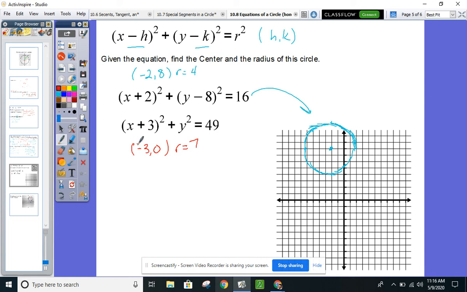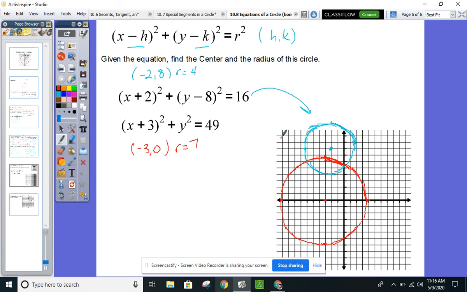And let's look at this other one. It's at -3, 0. The radius is 7. So 1, 2, 3, 4, 5, 6, 7 in each direction, and 7 down. Let's graph that. Something about small circles, it's really hard to do. Bigger circles are a lot easier. Look at that. Almost beautiful.